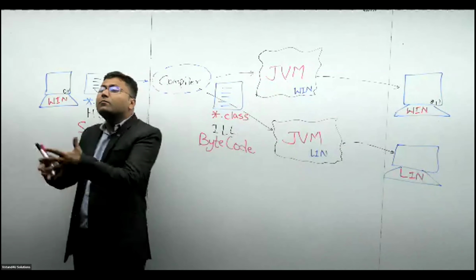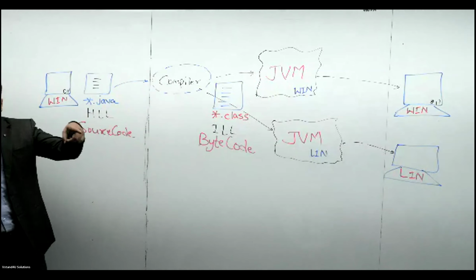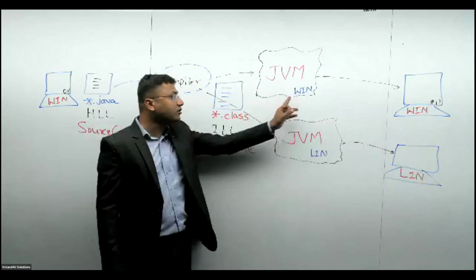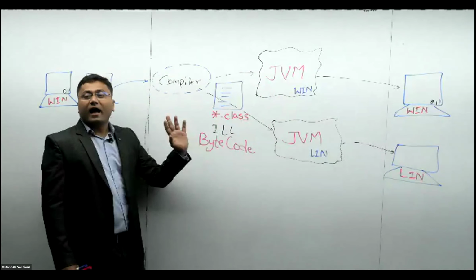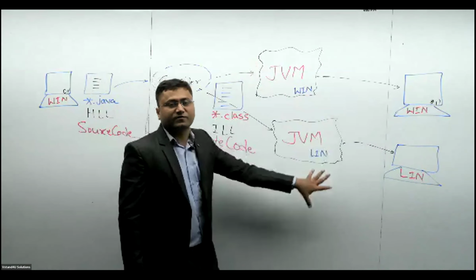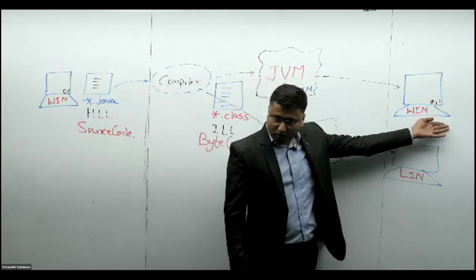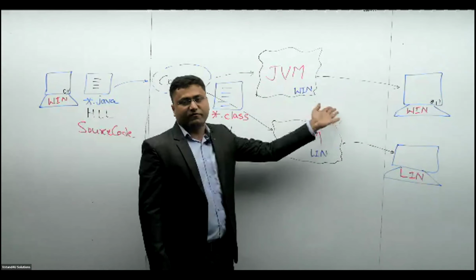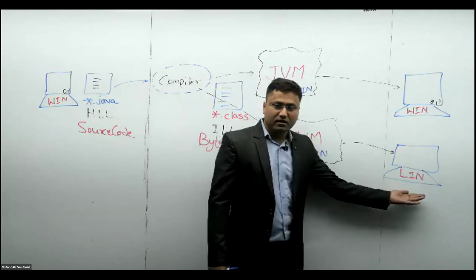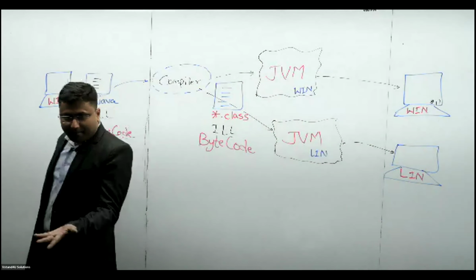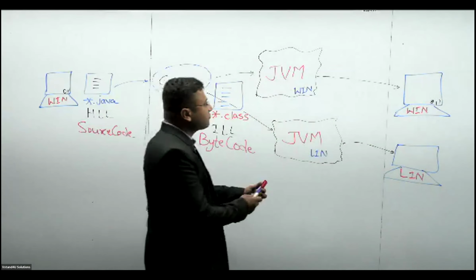Java has given one more component called JVM, Java Virtual Machine, which reads bytecode always. And multiple versions of JVMs are there. If your computer is Windows, you better get the JVM for Windows. If your computer is Linux, get the JVM for Linux. Am I clear? So in that case, what will happen?